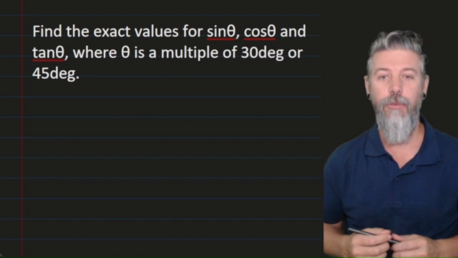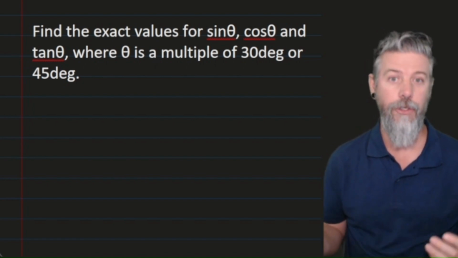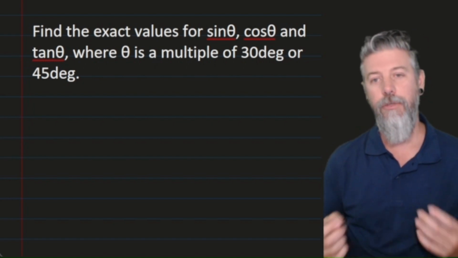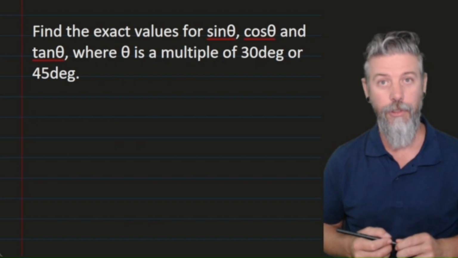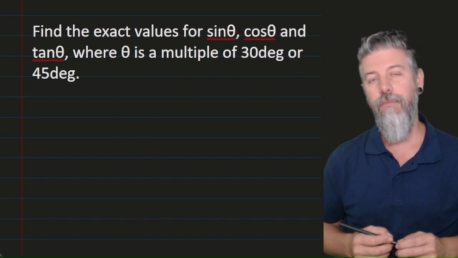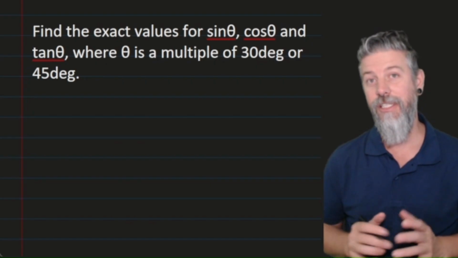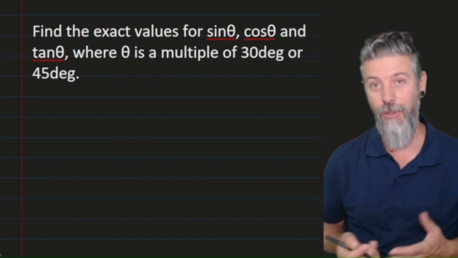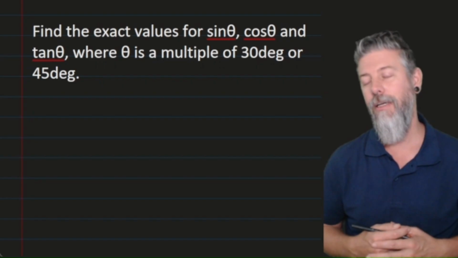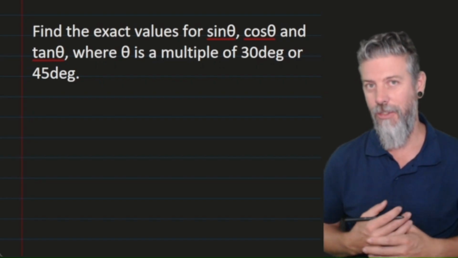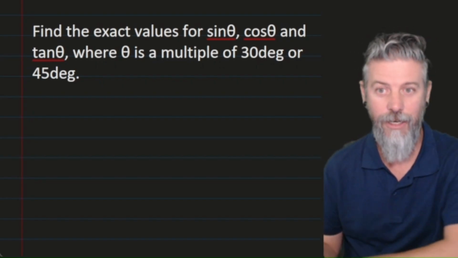And the question here that we've got is find the exact values for sine theta, cos theta, and tan theta, where theta is a multiple of 30 degrees or 45 degrees. So what I'm going to do essentially is just look at the exact value triangles, and then I'm just going to pose a question and see what you think would be right, but not delve into the unit circle. So let's see how we go.